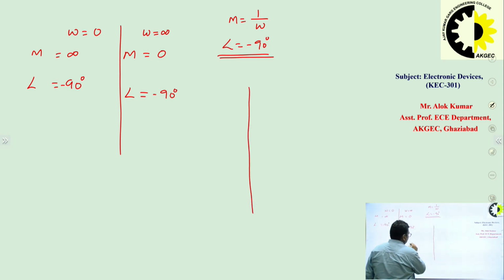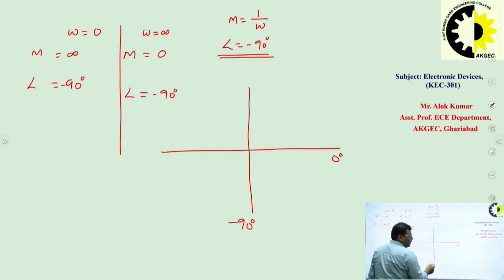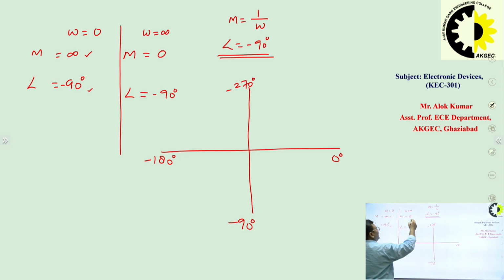To draw the polar plot, we will take this as the 0 degree axis and this is minus 90 degree, because we are moving in clockwise direction, and in clockwise direction we consider angles negative. So, this axis is for minus 180 degree, and this one is for minus 270 degree. We know that when omega is 0, the magnitude is infinite and angle is minus 90 degree. And similarly, when frequency is infinity, the magnitude is 0 and angle is minus 90 degree.